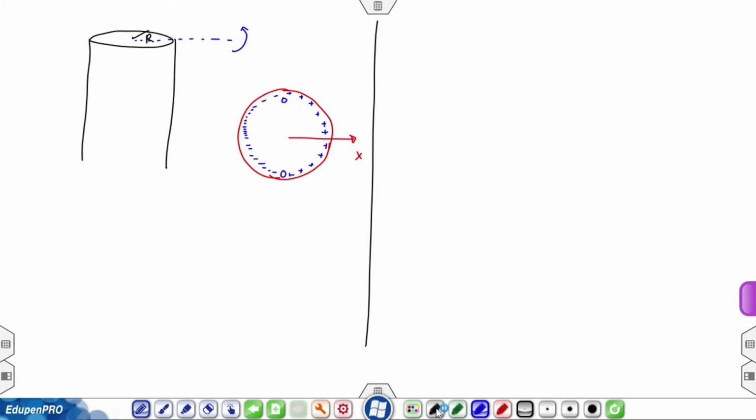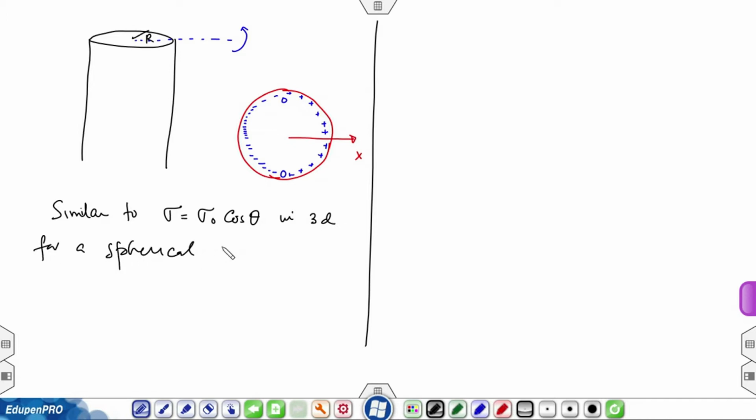This is similar to what we did in 3D, sigma equals sigma naught cosine of theta for a spherical shell. And as I have been telling you, cylindrical coordinates become useful when you are dealing with two-dimensional problems. This problem is essentially two-dimensional, because nothing depends on z, since the cylindrical shell is infinitely long along the z direction.